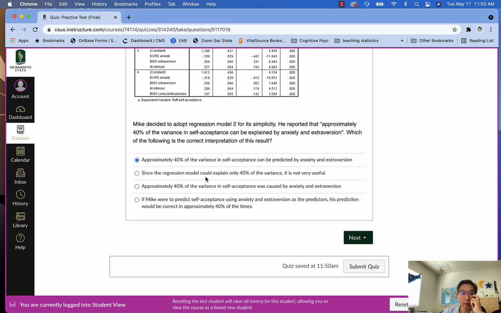Since the regression model could explain only 40% of the variance, it is not useful. No, that's not correct. Approximately 40% of the variance in self-acceptance was caused by, no, that's incorrect. If Mike were to predict and so on, his prediction would be correct in approximately 40% of the time. That's incorrect either. Right? So the correct answer is the first one. It tells us how much of the variance can be explained by something.